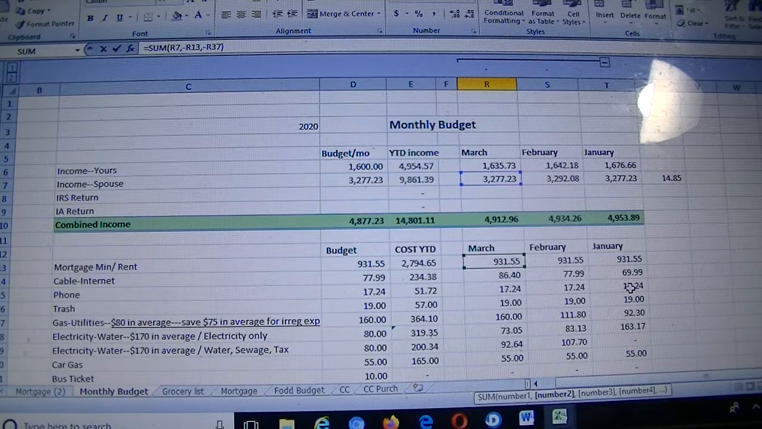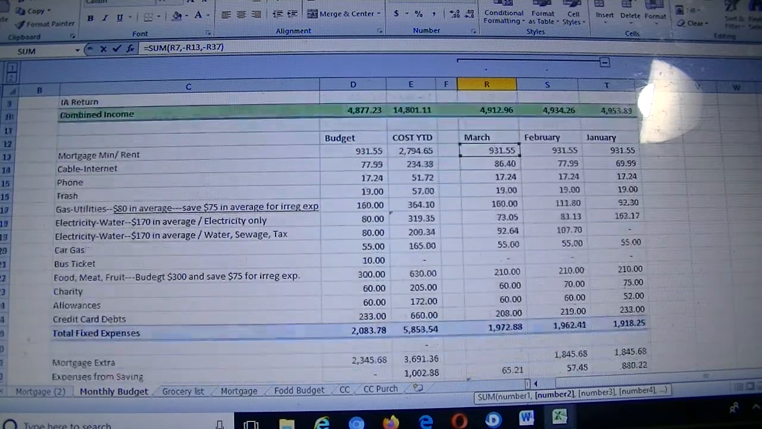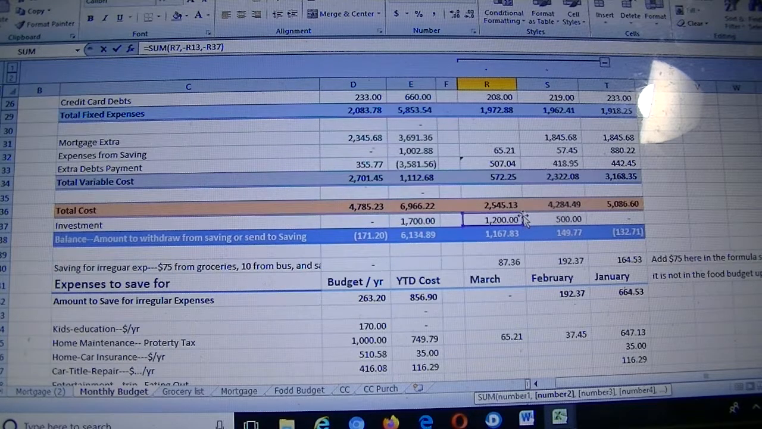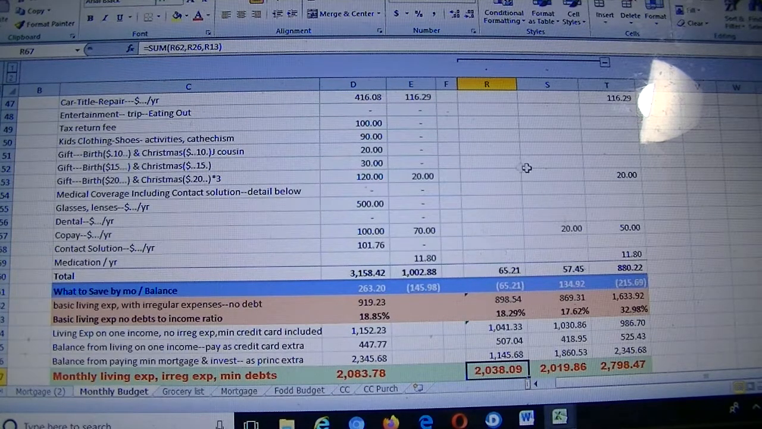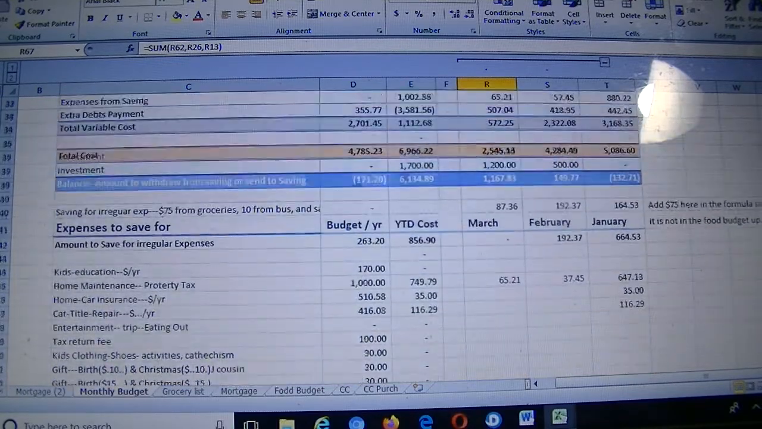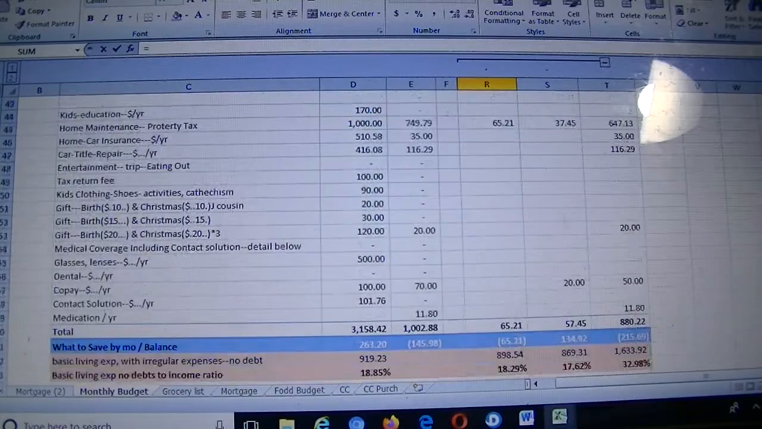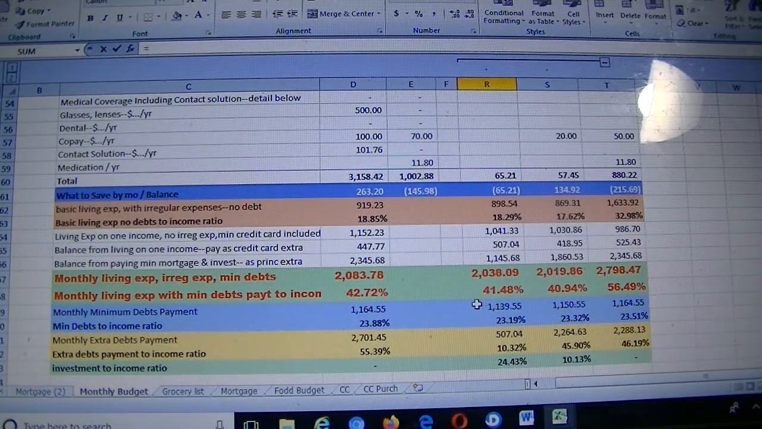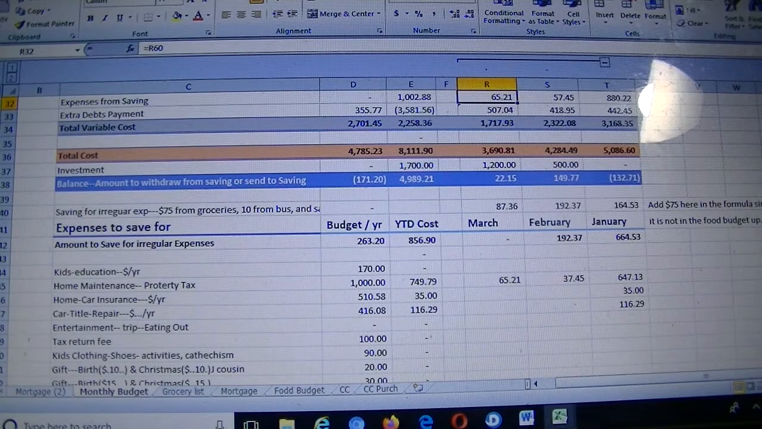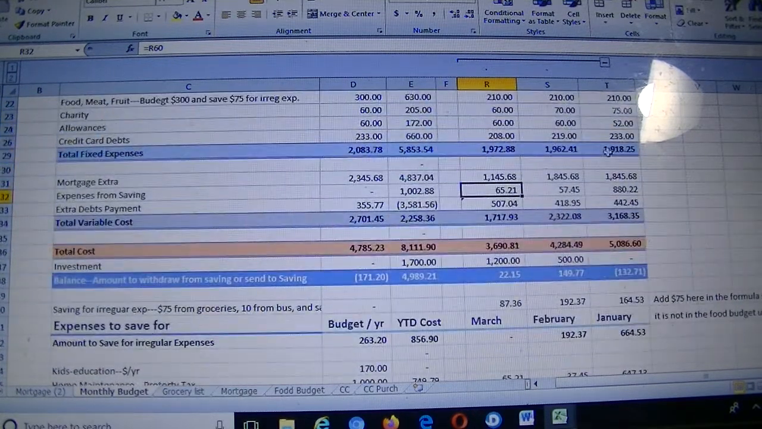minus the minimum mortgage payments, minus the investments. So I can easily put a formula here to pull that number from the bottom, and I believe, where should I find it? That's this one here. So that's that. So we are going to pay $6,145 extra toward the mortgage.